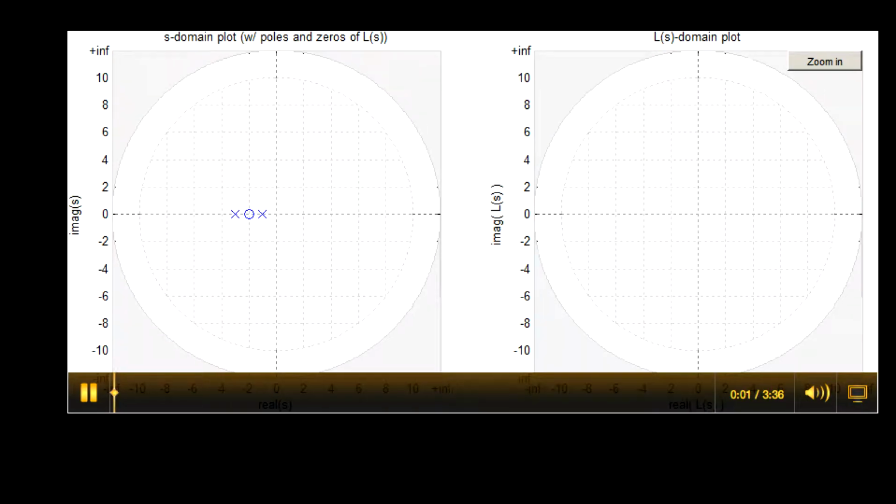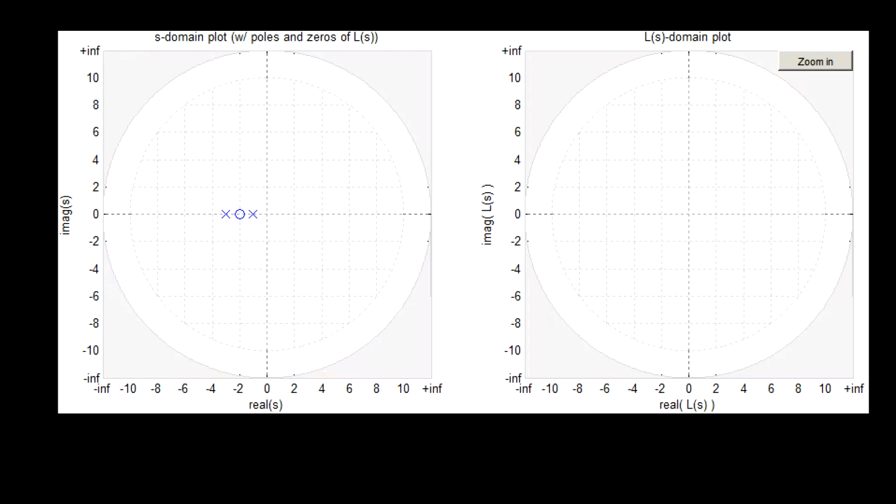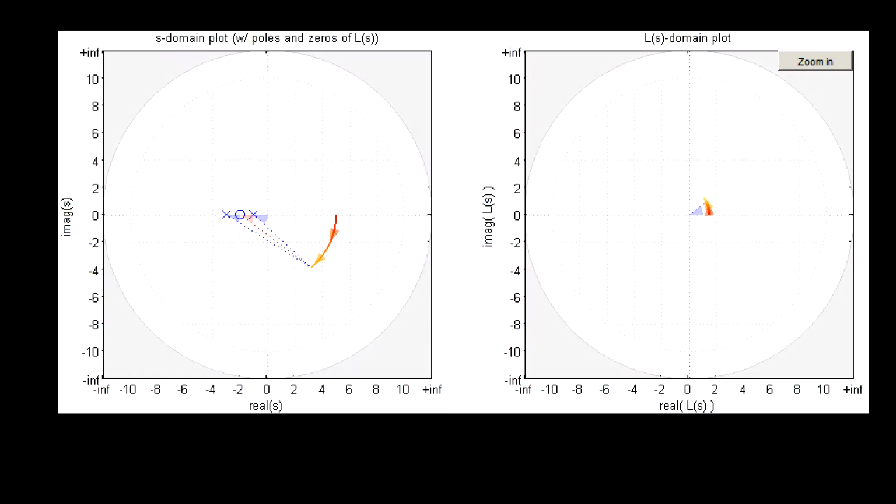In this video, we show mappings from S to L of S when L of S has multiple poles and zeros. The path S is still a circle of radius 5, traveling in the clockwise direction as before. In this first example, L of S has two poles at S equals -1 and S equals -3 and a 0 at S equals -2. All of these are encircled by the path in S.